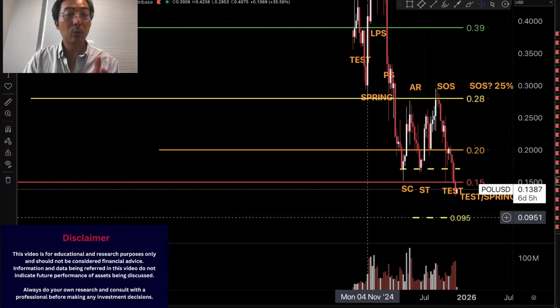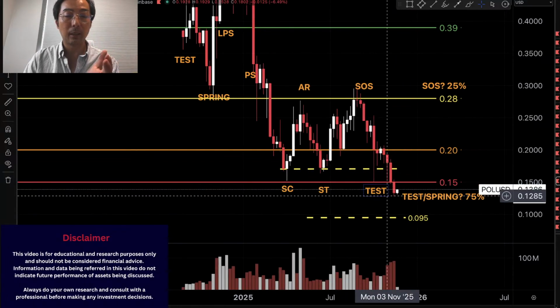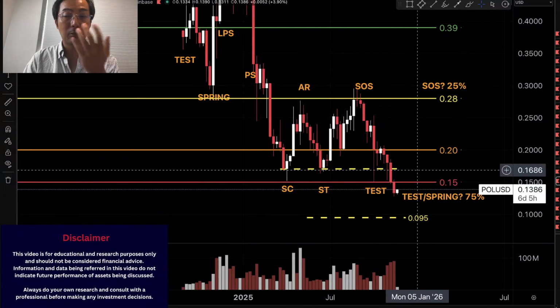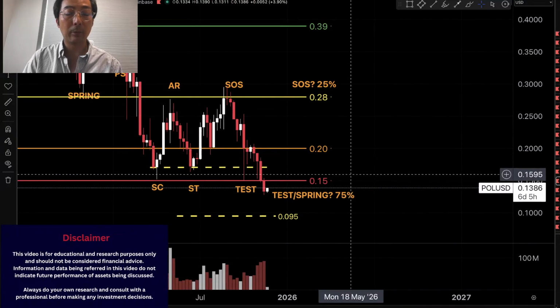You won't see anything to the left of this line because Polygon was originally called Matic, and those lines are borrowed from the Matic chart. You can still find it in TradingView. So the big picture remains the same.